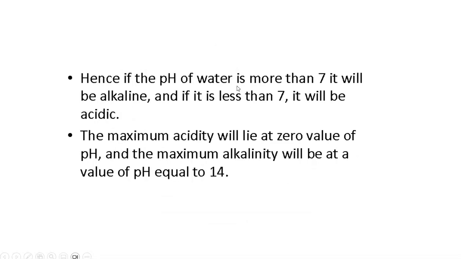Hence, if the pH of the water is more than 7, it will be alkaline, and if it is less than 7, it will be acidic. The maximum acidity will lie at a pH value of zero, and the maximum alkalinity will be at a pH value equal to 14.